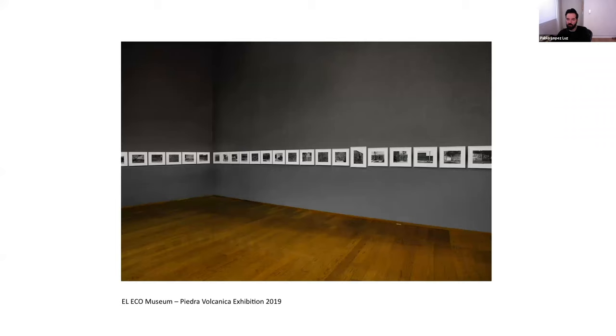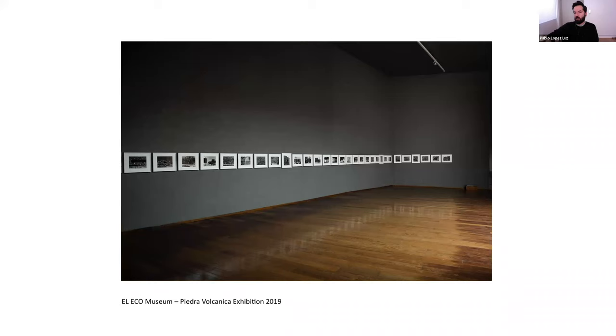As I was saying, El Eco Museum is an experimental museum. It's very tall. It doesn't look as tall here, but it's a very tall museum. And the walls are usually not used. They don't like to hang things on the walls. It's usually a big gallery with sculpture or sound installations. And the walls are usually white also.